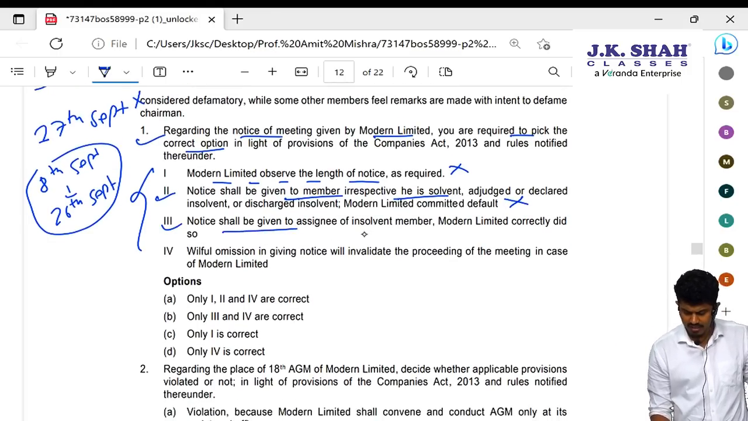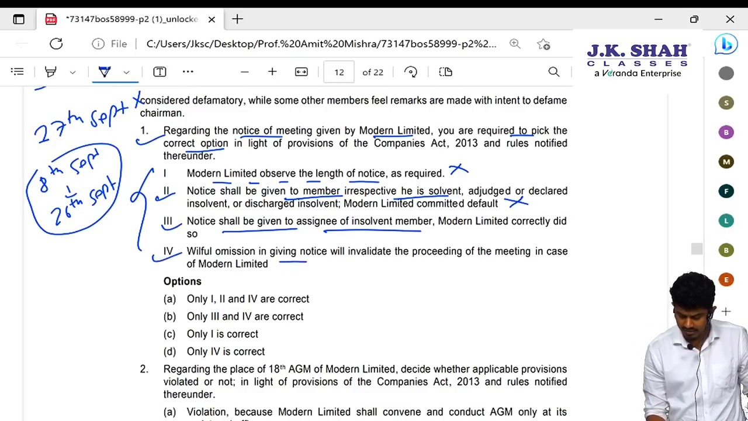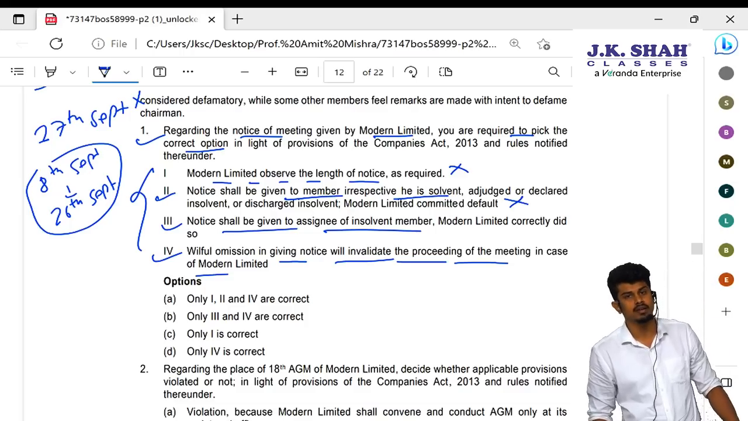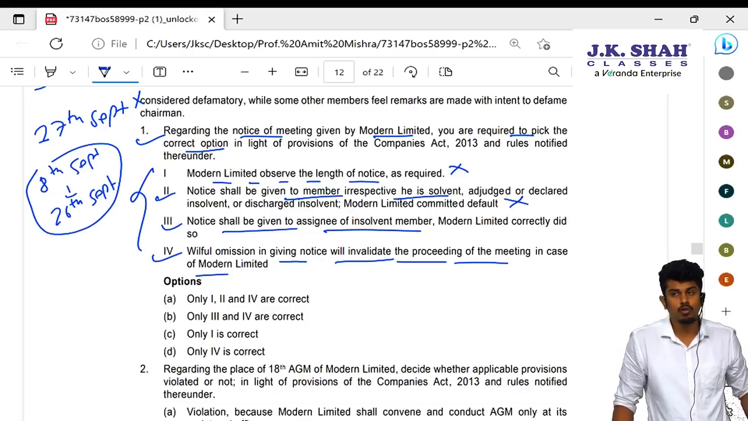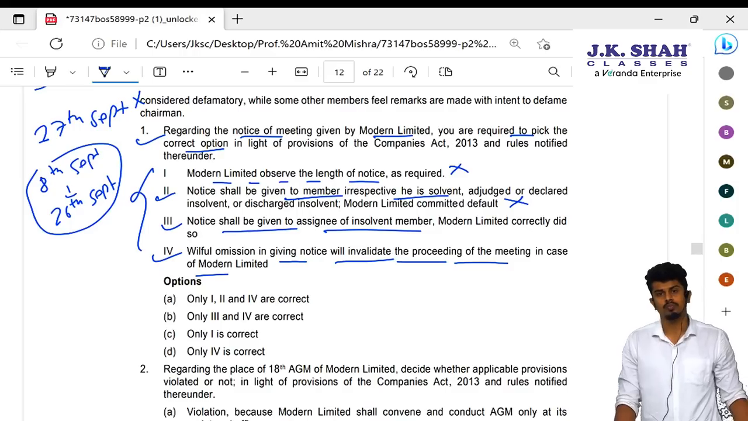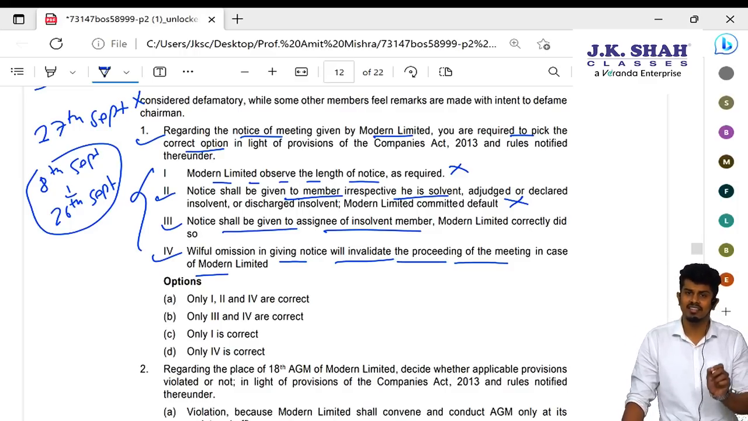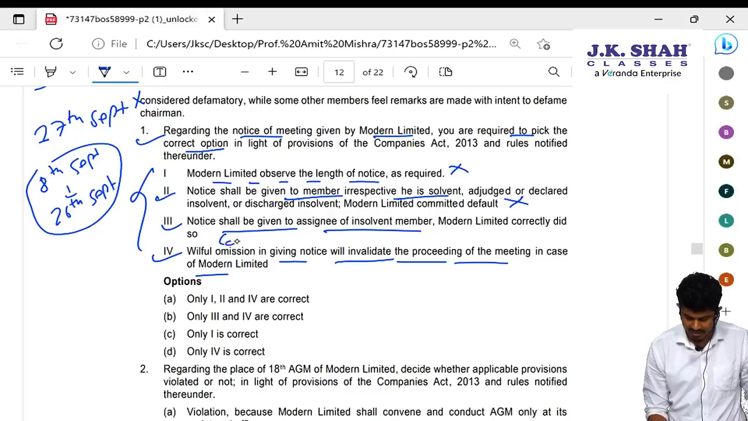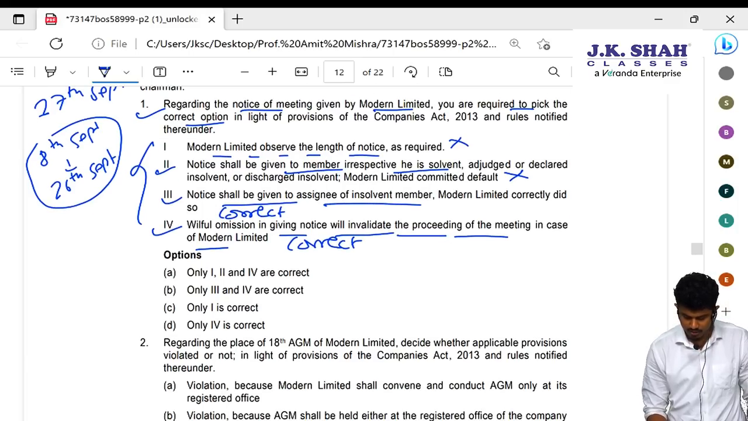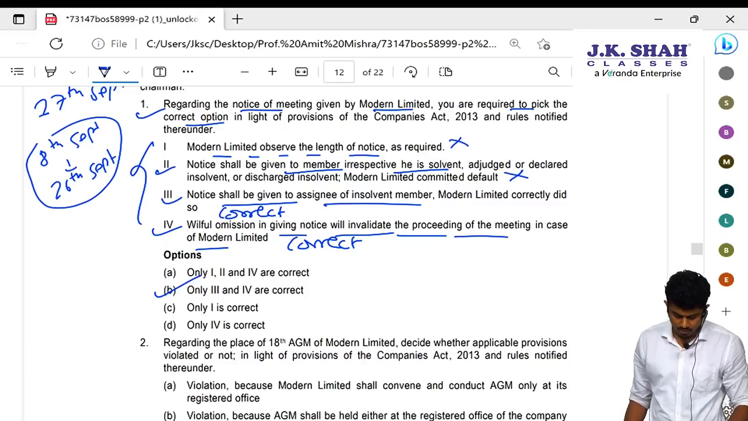Statement 3, notice shall be given to the assignee of an insolvent member. The answer is yes. And willful omission in giving notice will invalidate the proceedings of the meeting in case of Modern Limited. I repeat, willful omission, a yes or no. So if you are willfully not giving notice to any member, the notice will be invalid. The statement is correct. So statements 3 and 4 are correct. Therefore, the correct option will be B option.